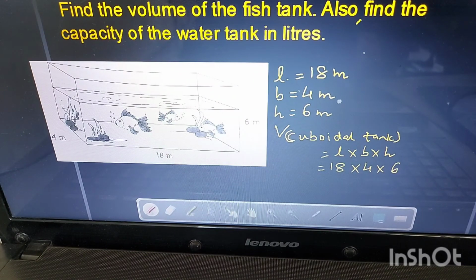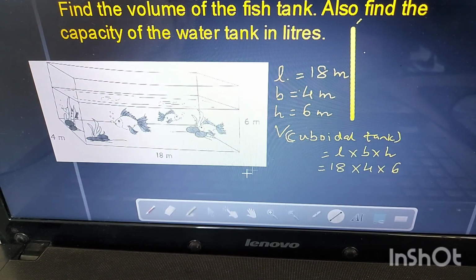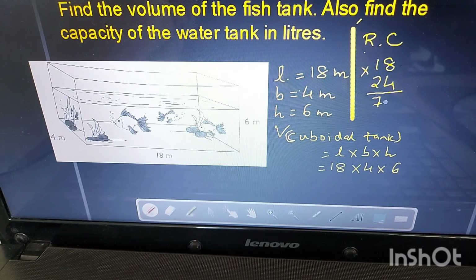You can make a rough column over here. So let me make a rough column. So what is the calculation you need to do? That is, here I will write this is your rough column. And you need to multiply 18, and this is 6 4s are 24. So these two numbers you need to multiply. 18 4s are 72, 18 2s are 36, and you have 2, 6 and 7 is 13. And you will have 432. So this is 432 meter cube.